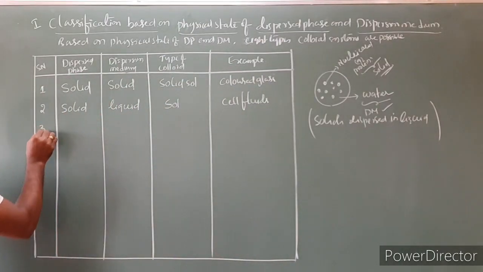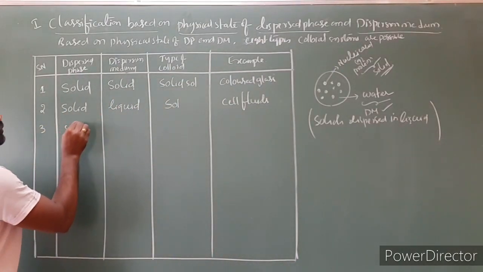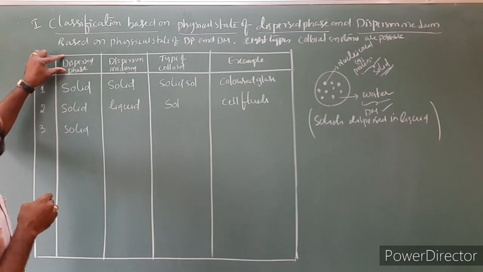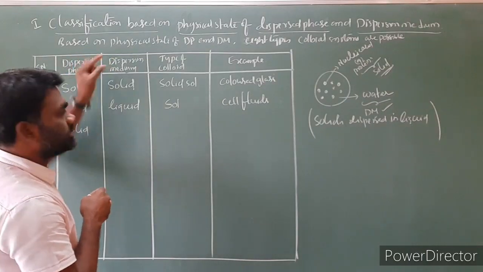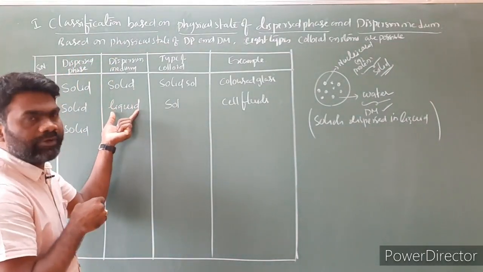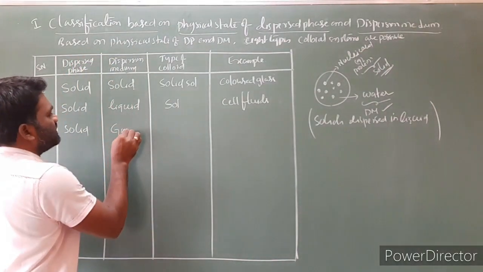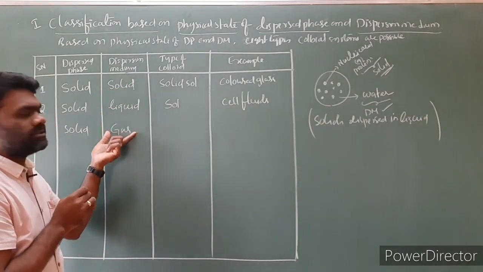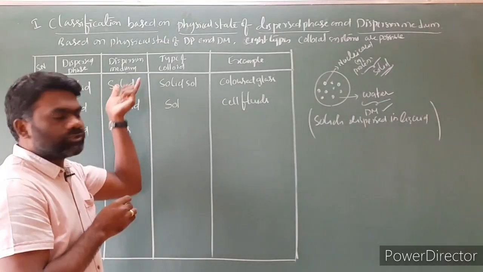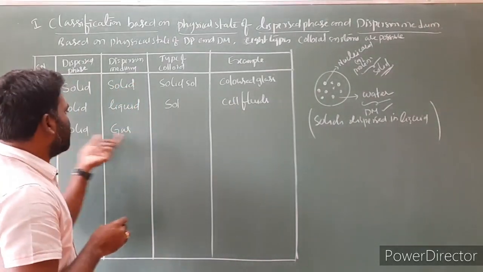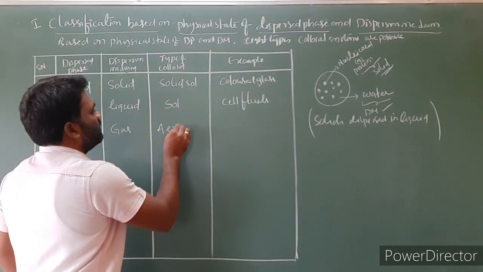This is the second one. And the third category is a solid dispersed phase where I am changing the dispersion medium. The dispersion medium can be solid, liquid, and then the next state we have is the gas state. Solid, liquid, gas. But one dispersed phase is common, solid; the dispersion medium I am changing.